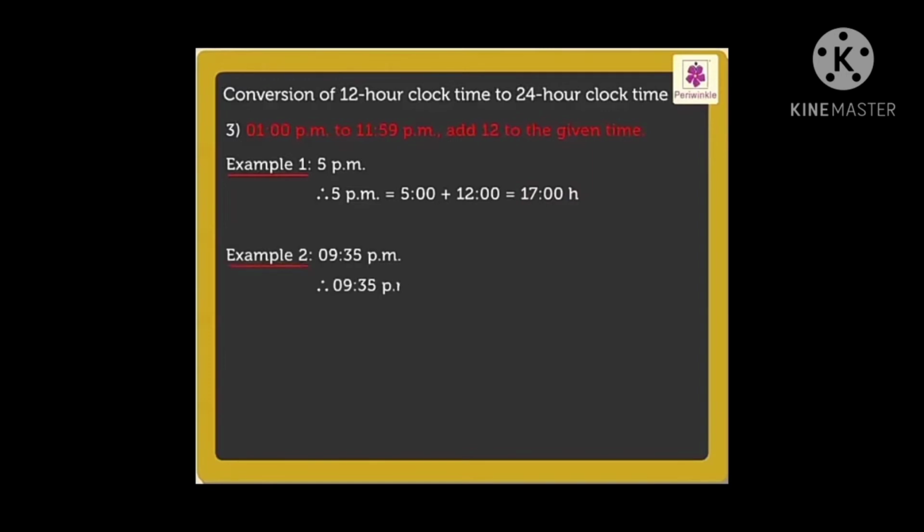3. For the time from 1 p.m. to 12:59 p.m., add 12 to the given time. Let's see how. Change the time 5 p.m. to the 24-hour clock time. Thus, 5 p.m. is equal to 5 plus 12, which is equal to 17. We write it as 17:00H and we read it as 1700 hours. 9:35 p.m. will be equal to 9:35 plus 12 is equal to 2135 hours.